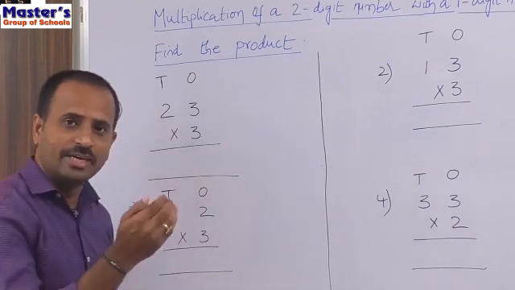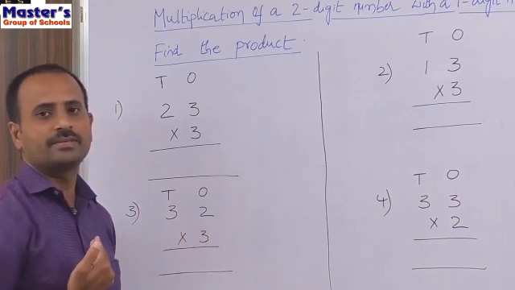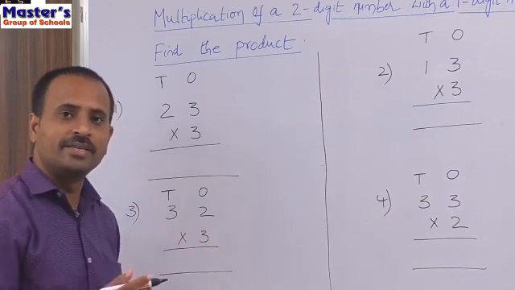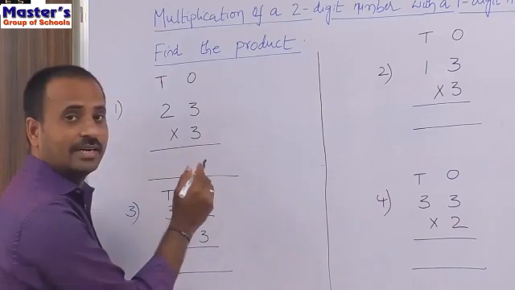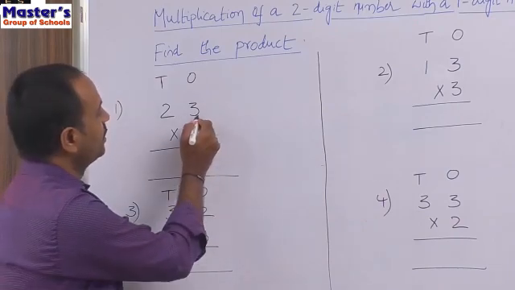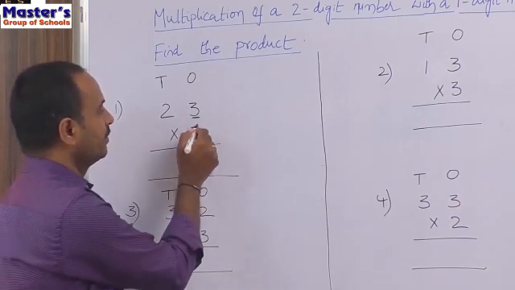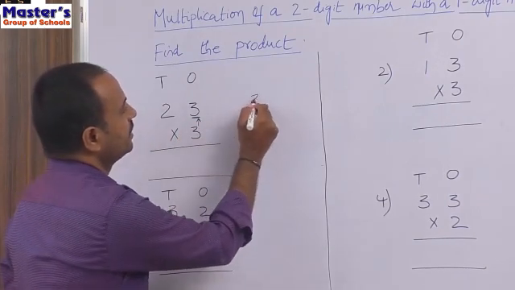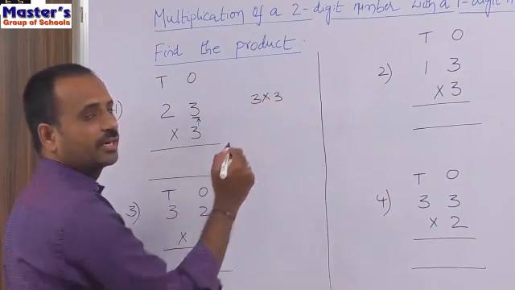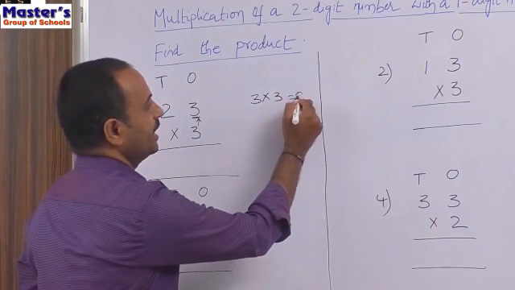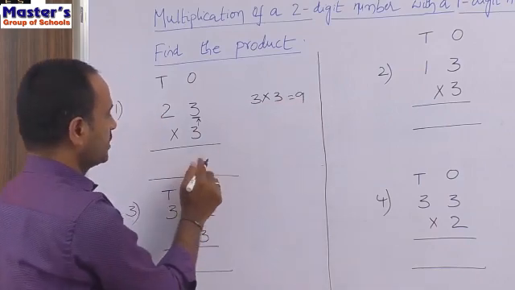So first start the multiplication from the ones place. That is, multiply the digit present in the ones place with 3. So what is the digit present in the ones place here? 3 is present in ones place. So multiply this 3 with 3. That is 3 into 3. So children, 3 3s are how much? 3 3s are 9. So write this 9 under ones place.